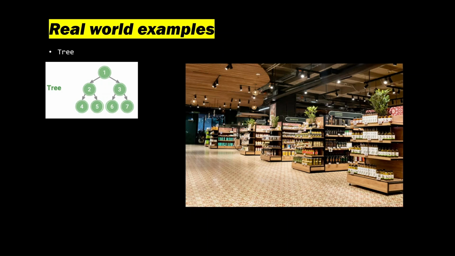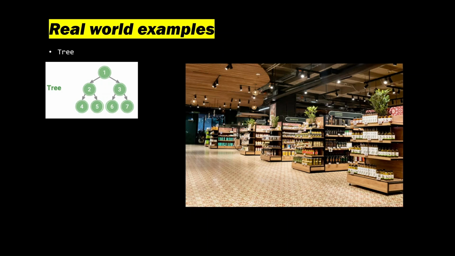Now we are going to understand the concept of a tree using the scenario of supermarket aisle categories. Think of how products are organized in a supermarket. The main category is the entire supermarket itself. Inside you have sections like dairy, vegetables, snacks. Inside those sections you have subcategories. For example, dairy contains milk, cheese, yogurt.